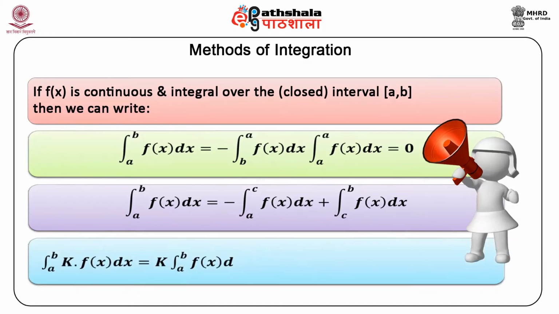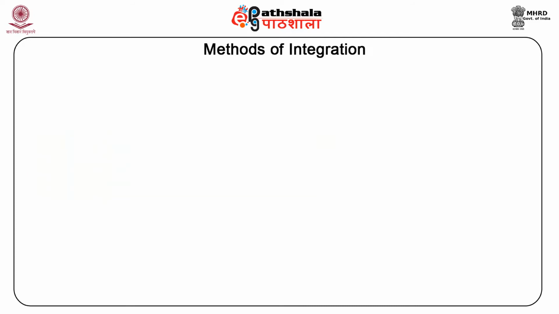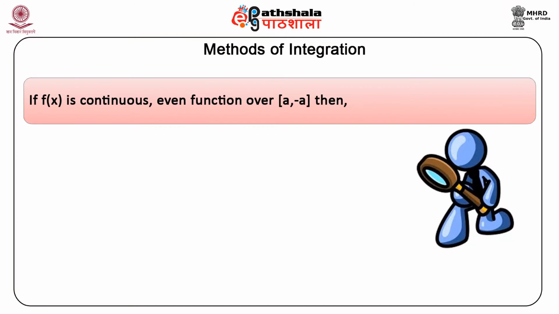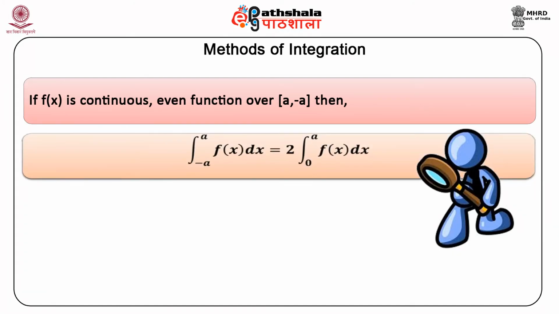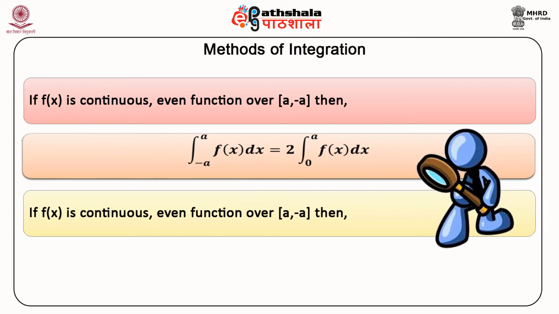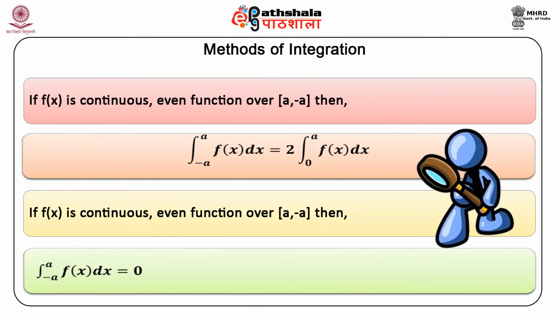Fourth, integration from a to b k times f(x) dx is equal to k times integration from a to b f(x) dx, for any scalar k. If f(x) is continuous and an even function over [minus a, a], then fifth, integration from minus a to a f(x) dx is equal to 2 times integration from 0 to a f(x) dx. If f(x) is continuous and an odd function over [minus a, a], then sixth, integration from minus a to a f(x) dx is equal to 0.